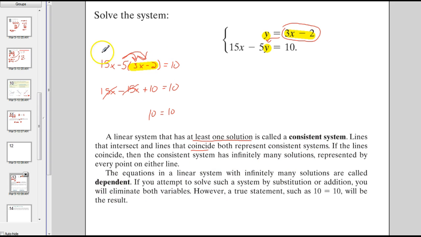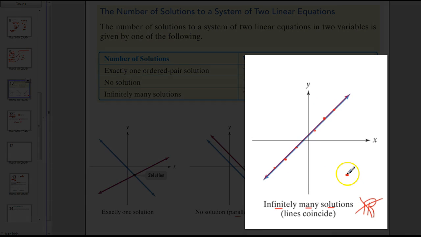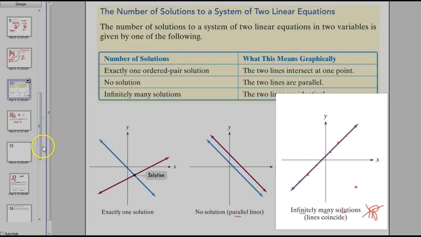So if you attempt to solve and all your variables get eliminated, so we eliminated y here by the substitution, there's no y left, but then going through the work, we also eliminated x right here. There's no x's left, and you're left with a true statement such as 10 equals 10 like we had. Then that means this is a dependent system where there are infinitely many solutions. There's more than one solution. But like we discussed, it's not all real numbers. A point right here is not a solution. Only the ordered pairs that fall on the line are the solutions.